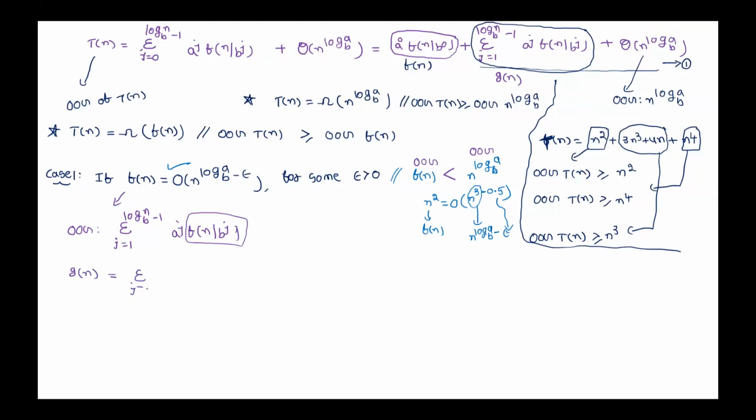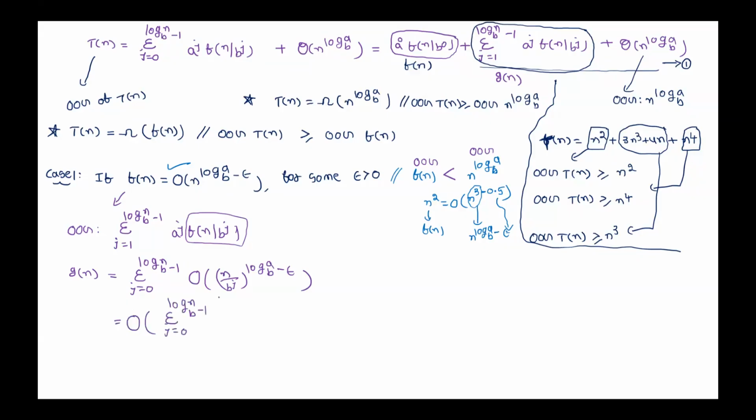Sigma j equal to 0 to log n base b minus 1 of big O of (n by b power j) into log a base b minus epsilon. Is that okay? Wherever n is there, n by b power j. What is this value? This big O, we can take it outside. This I can write as sigma j equal to 0 to log n base b.